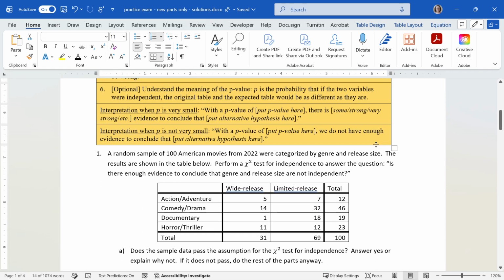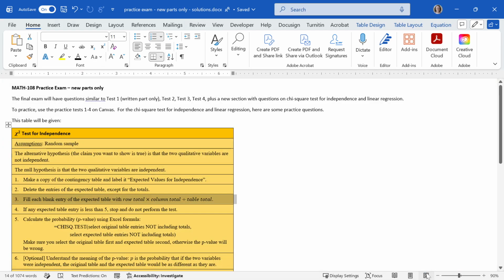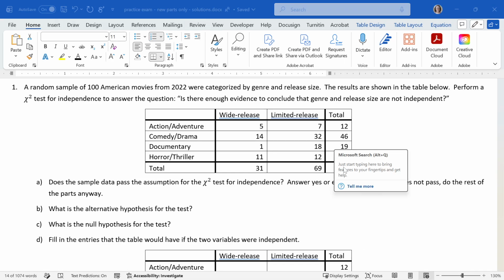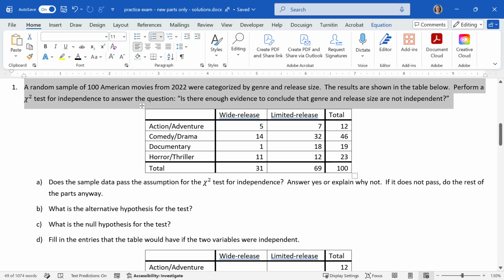Okay, so let's look at the first question here. A random sample of 100 American movies from 2022 were categorized by genre and release size. The results are shown in the table below. Perform a chi-squared test for independence to answer the question, is there enough evidence to conclude that genre and release size are not independent?